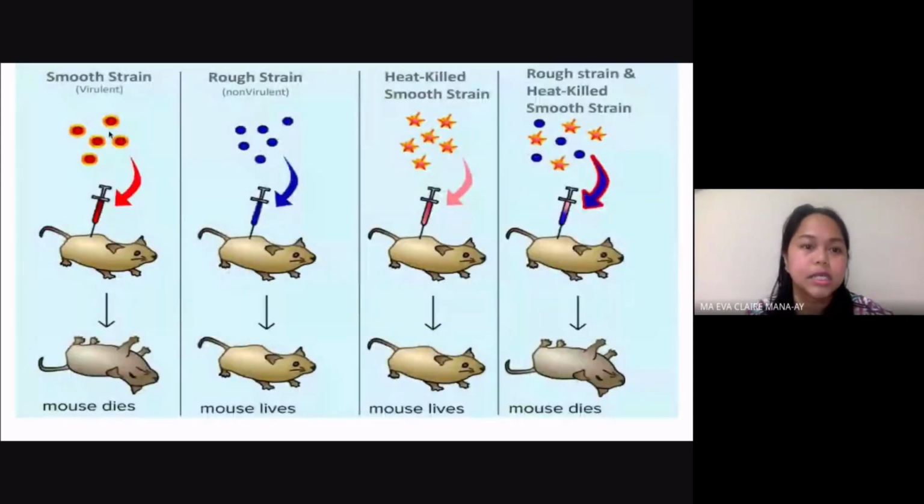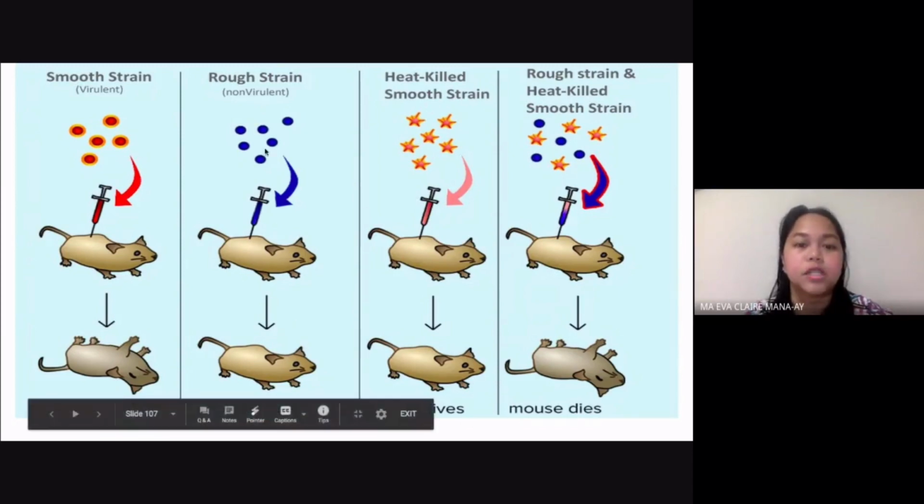So this was his experiment. At first, he used smooth strain. These are your virulent strains of bacteria. Okay. So when he injected this, the mice died. Okay. So again, your smooth strain bacteria are virulent. Now, he also used rough strain bacteria, another version of your bacteria, but these are non-virulent. So when he injected this into the mouse, it lived. Okay, so the mouse still lived because, of course, your rough strain bacteria are non-virulent.